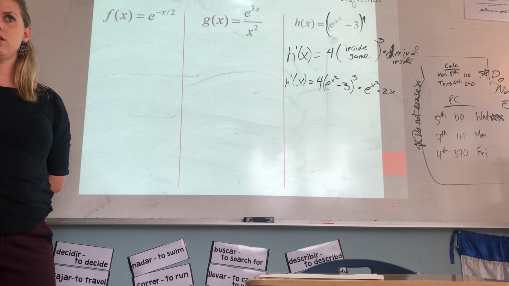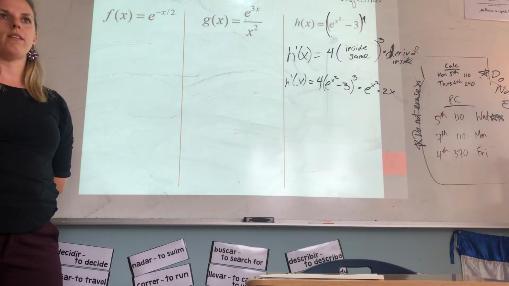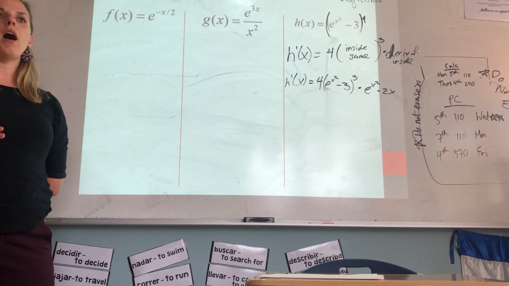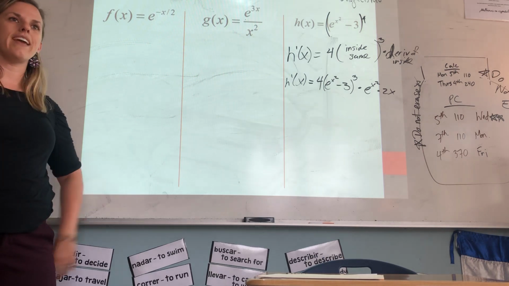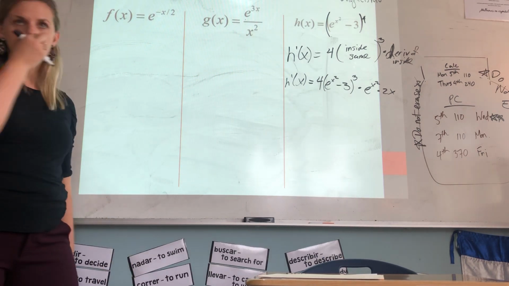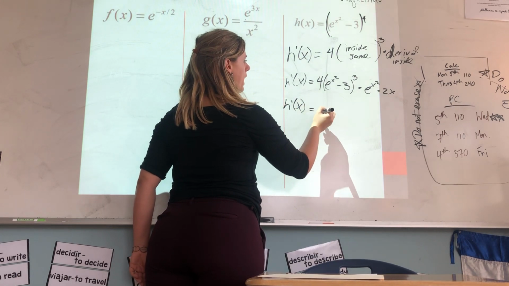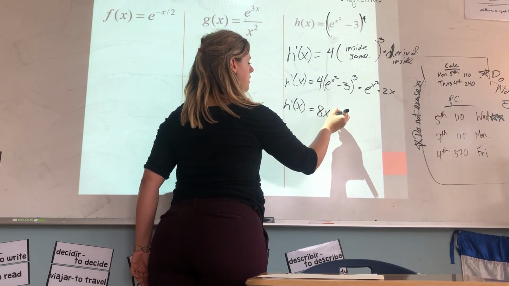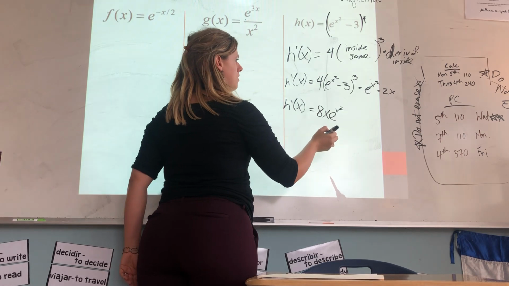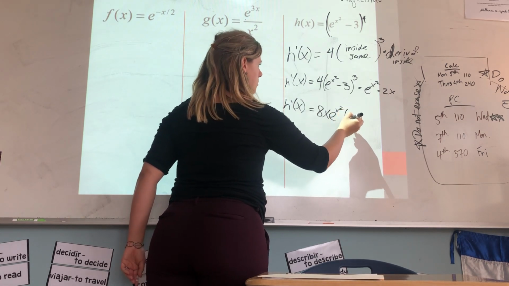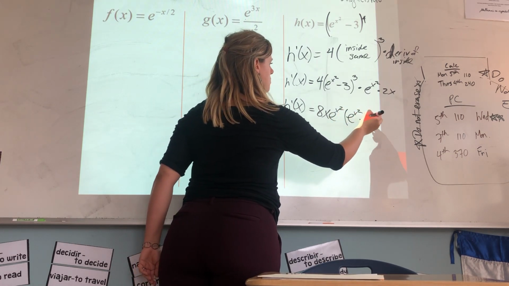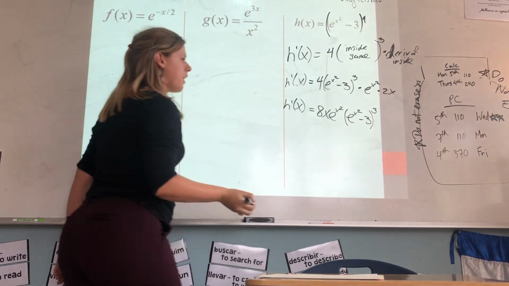What would happen if we left it like that? It'd be totally fine. You'd get full credit, but if it's multiple choice, again, we want to make sure we're matching the multiple choice. So that's why simplifying is a thing. So 8x e to the x squared times e to the x squared minus 3 to the third, like that.